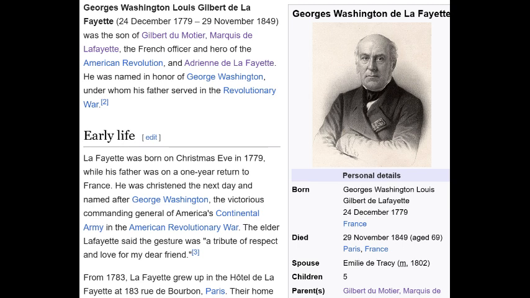Then we have George Washington Louis Gilbert de Lafayette, was a son of Gilbert du Montier, Marquis de Lafayette, the French officer and hero of the American Revolution, and Adrien de Lafayette. He was named in honor of George Washington, under whom his father served in the Revolutionary War. So this provides another piece that, in order to understand how these things work, you also have to understand the implications of a false personage naming their son after an alleged real figure, is that because this person's name is George Washington, that can be used to make claims against things like a George Washington fund, George Washington estate, those types of things. It just, of course, comes down to which George Washington are you talking about? Of which there could be many George Washingtons. That's something that we're usually not trained to think about, because in fact there usually are many of one person.